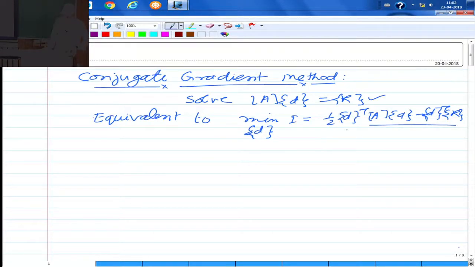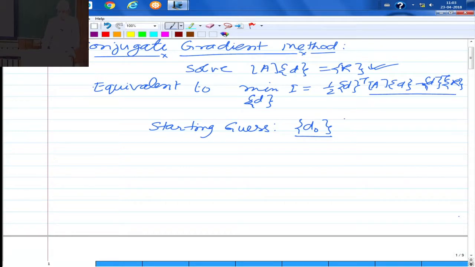So rather than solving the equations, we are trying to minimize this functional, that is what we do in the conjugate gradient method. The approach is, first you assume a starting guess, D as D naught. As I was saying, this could even be a null vector. That means your starting guess could be just zero displacement, zero values of all the degrees of freedom of the whole vector.